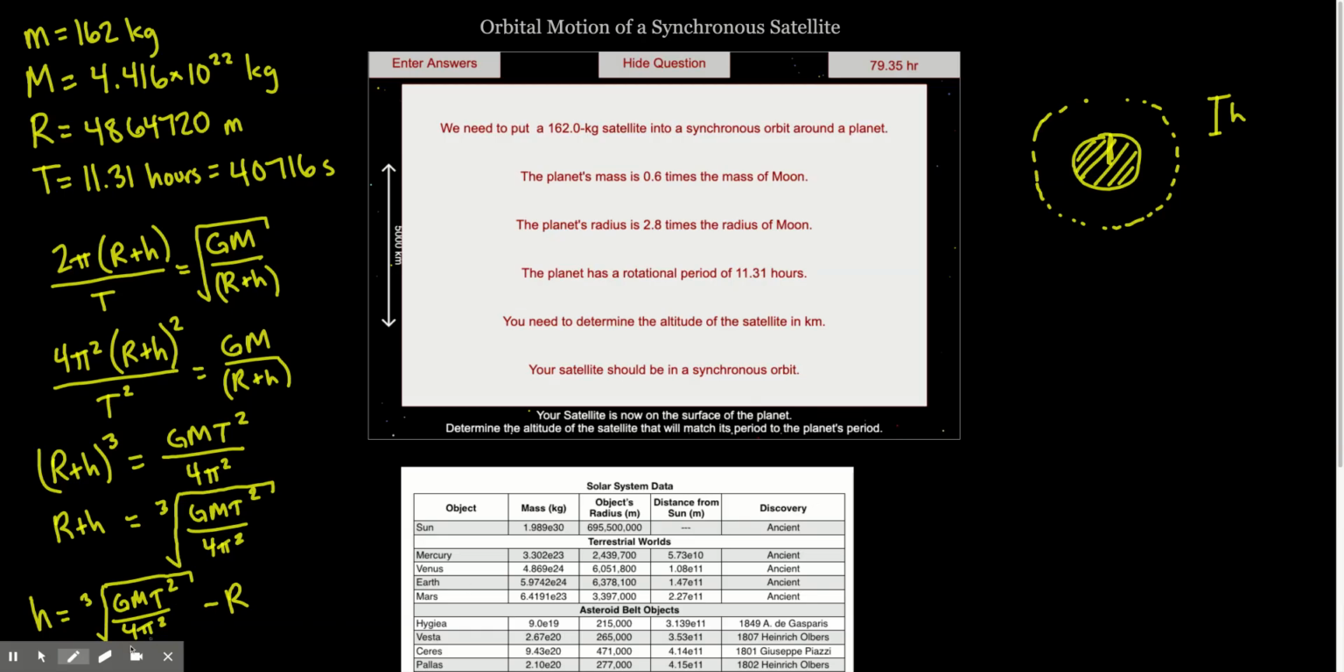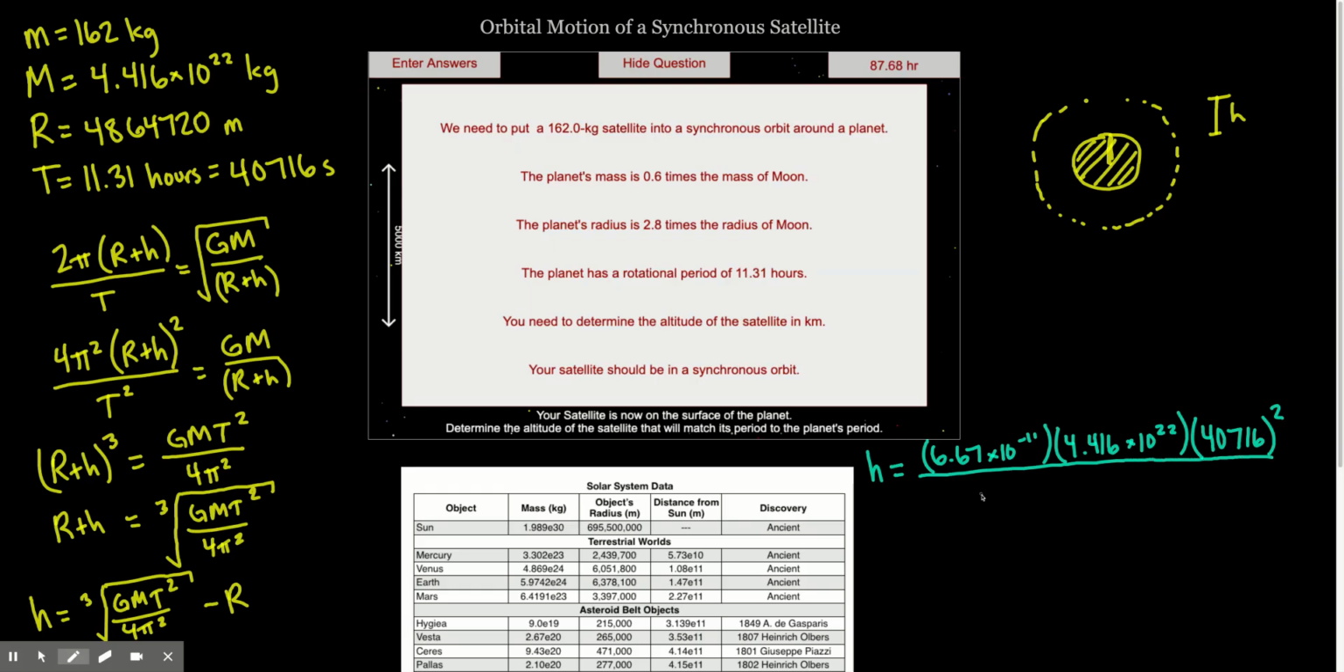I'm going to do this over on the other side. h has to equal 6.67 times 10 to the minus 11 times the mass, which is 4.416 times 10 to the 22nd, times T, which is 40,716 seconds. That's going to be squared.